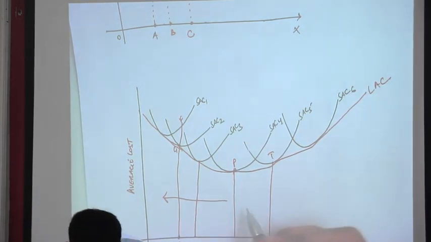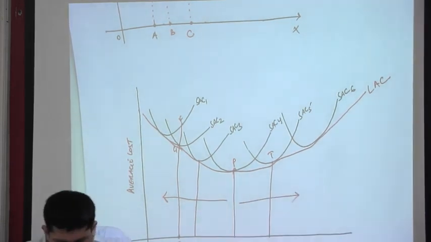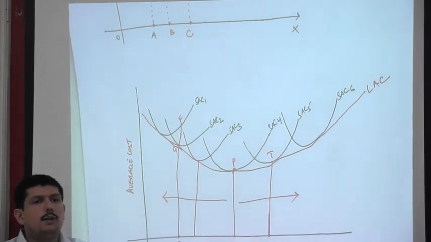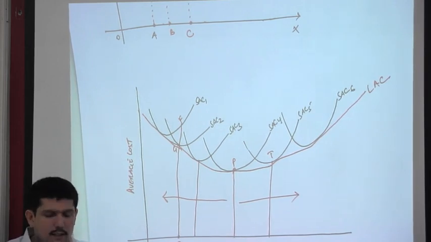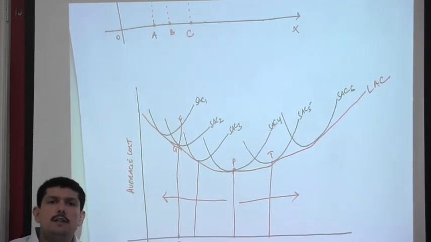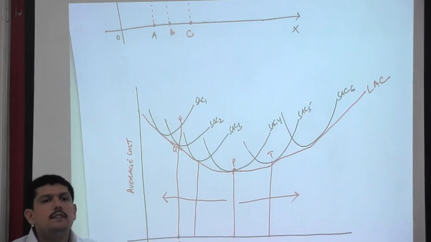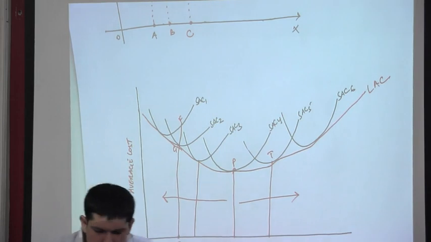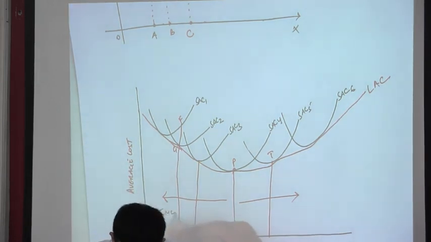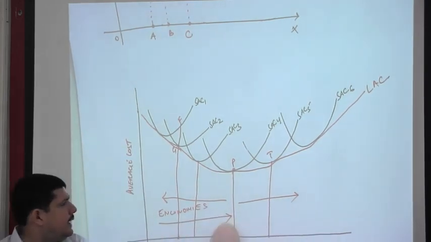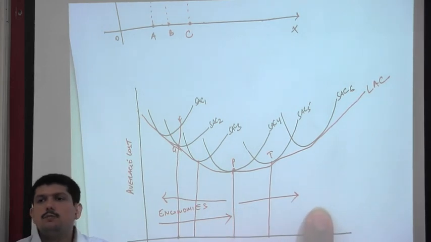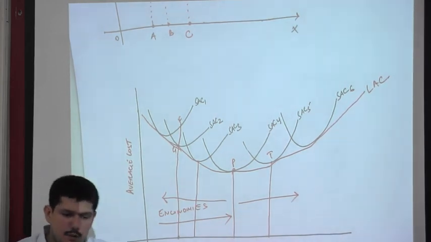Whereas what will happen when he produces on the right of this particular point? It is overutilization of capacities. It results in diseconomies of scale, and because of diseconomies of scale, the cost of production is rising. So in this situation, if he is moving towards this side, he is enjoying economies of scale, and from here to this side, he is attaining diseconomies of scale.